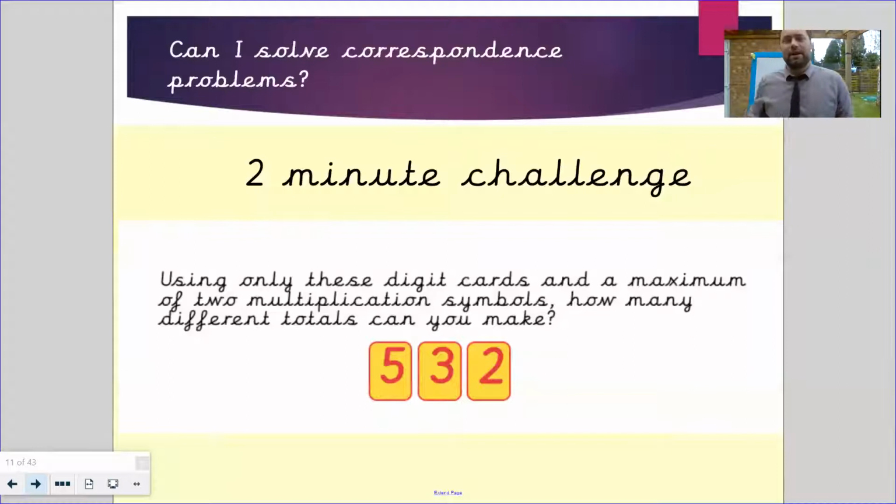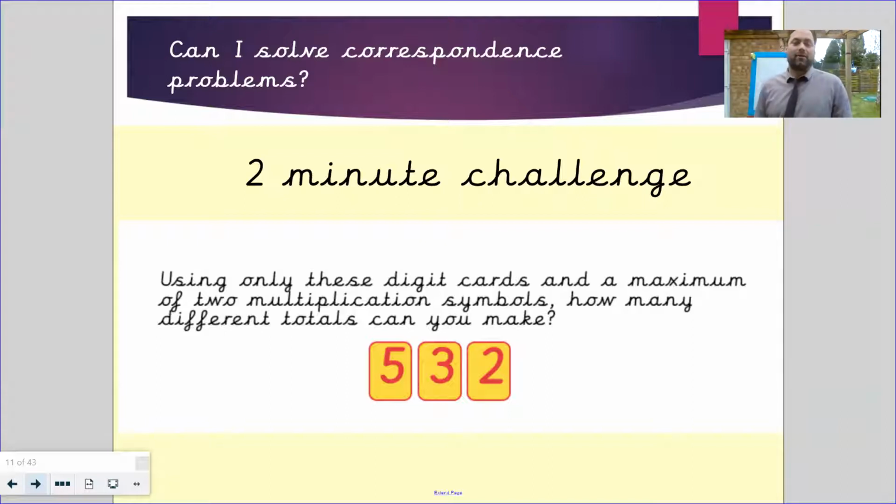But first of all, here's a 2-minute challenge. Using only these digit cards and a maximum of 2 multiplication symbols, how many different totals can you make? So you can only use multiplication and you can only use these digit cards. It says you can use a maximum of 2 multiplication symbols, so you can, if you wanted to, just use 1. But away you go, 2-minute challenge.